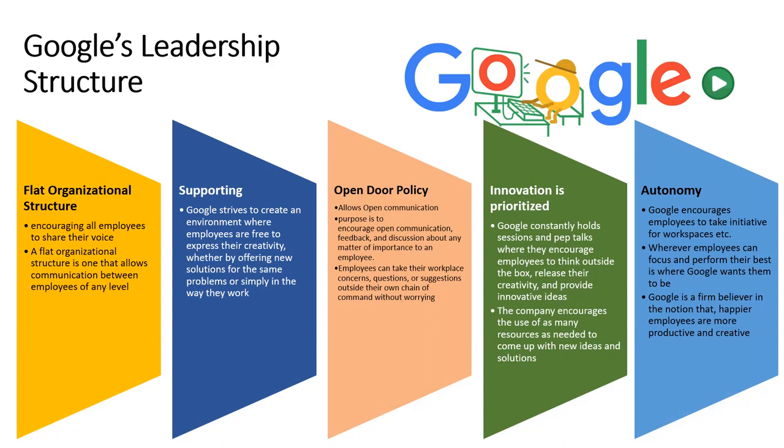So this is why it's important. Participative management is such an important component. And lastly, autonomy. Google encourages employees to take initiative for workspaces, right? They give them the autonomy to decide these things. Why is autonomy effective? It's effective because when you delegate autonomy to people, they feel more valued. They feel like they are in charge of their life. So therefore, it's more of a positive thing, right?